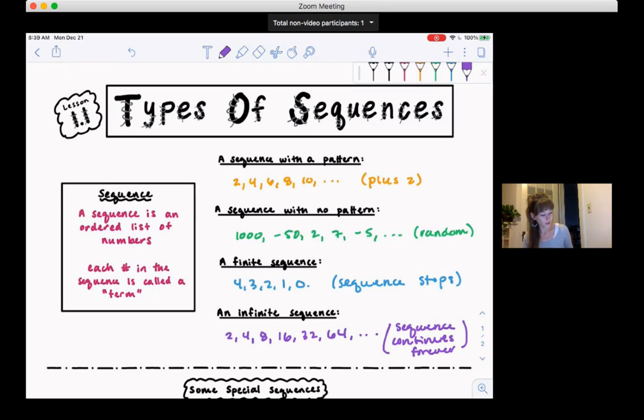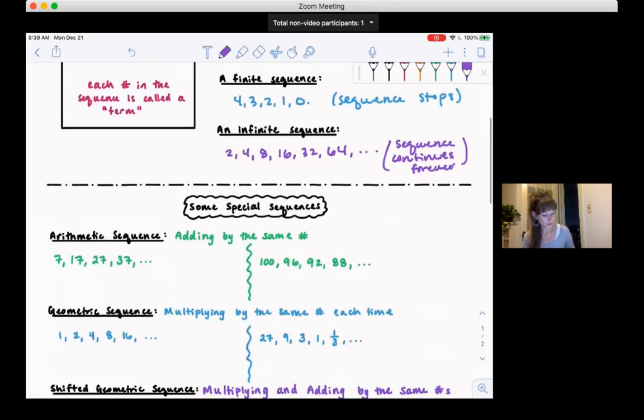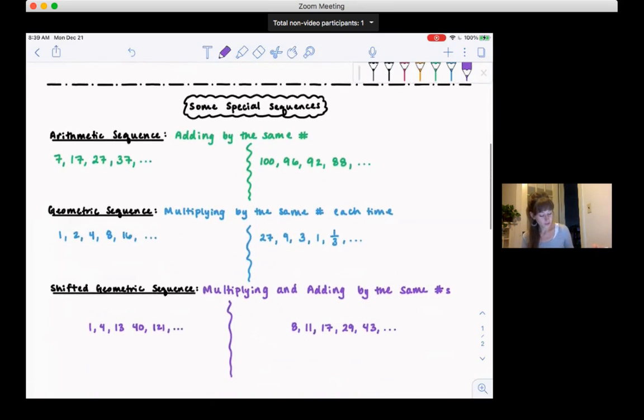Okay, so that's just a general overview of what sequences are. In this class, we're going to be focusing mainly on some special types of sequences. The first special type of sequence is called an arithmetic sequence. And an arithmetic sequence is where you are always adding by the same number to get from term to term. So think arithmetic adding. So our first example here, 7, 17, 27, 37.